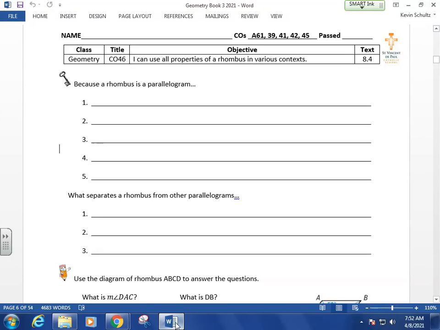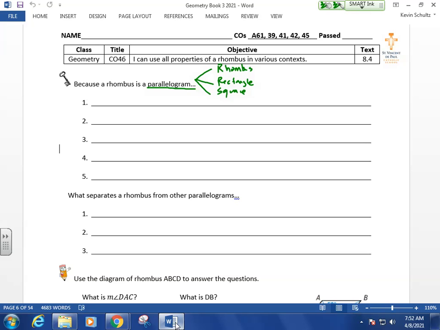Today we are looking at CO46, which is using all properties of a rhombus in various contexts. So in CO45, we talked about the characteristics of a parallelogram. And there are actually three shapes that fall in the parallelogram category. The first one we're going to talk about is a rhombus. The next one we'll talk about in CO47 is a rectangle. And we'll wrap things up in CO48 talking about a square, okay?